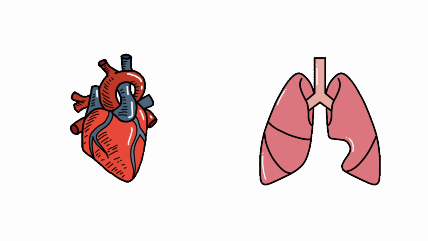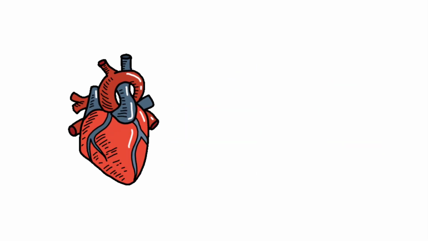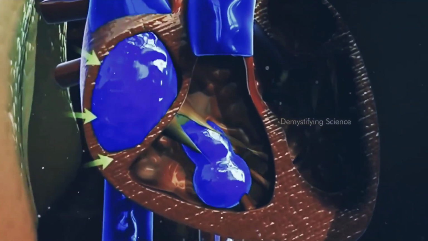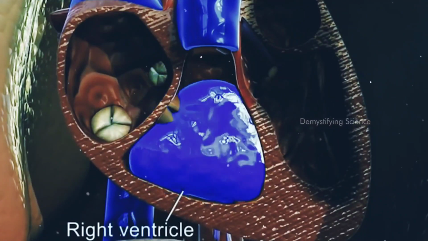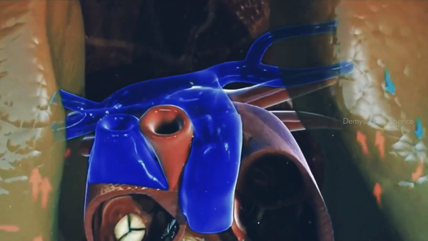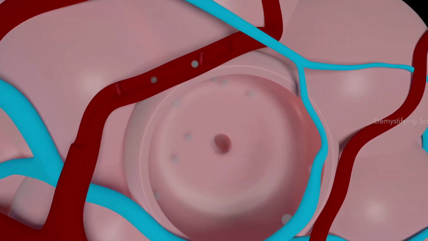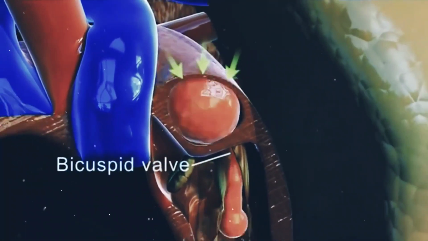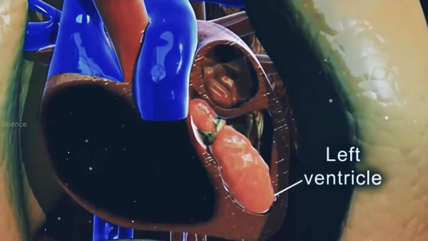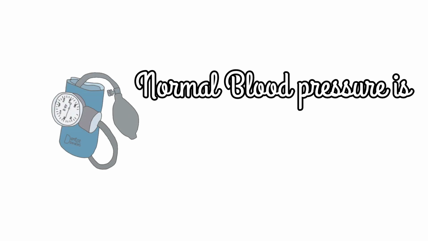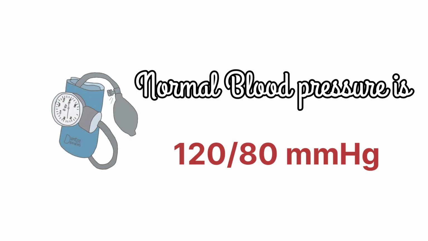So now we will learn how heart and lungs function. Right atrium receives deoxygenated blood from the veins and pumps it to the right ventricle. The right ventricle then sends it to the lungs where it is loaded with oxygen. As the blood gets oxygenated, the left atrium receives oxygenated blood from the lungs and pumps it to the left ventricle. The left ventricle pumps the oxygen-rich blood to the rest of the body. The normal blood pressure of a healthy human is 120/80 mmHg.